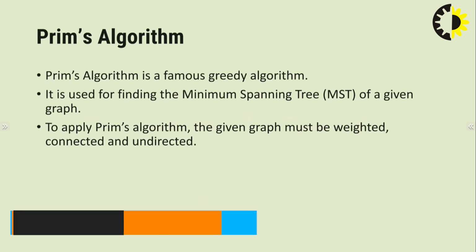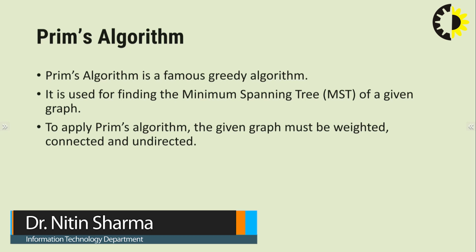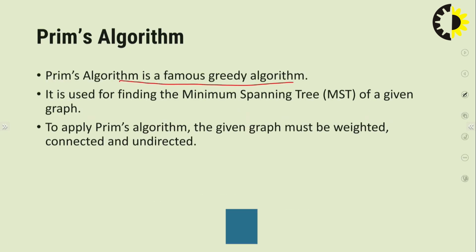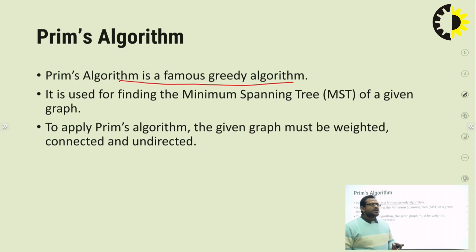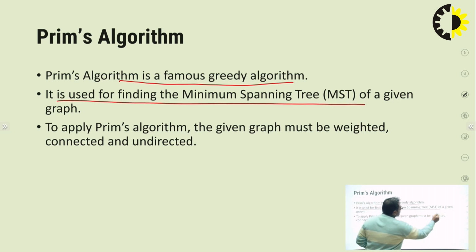So first of all, what is Prim's algorithm? Basically, Prim's algorithm is a famous greedy algorithm. As you know, in DAA there are basically some types of algorithms. One type is the greedy algorithm, which is used to solve a problem in a greedy way. It is basically used for finding the MST, minimum spanning tree, of a given graph.